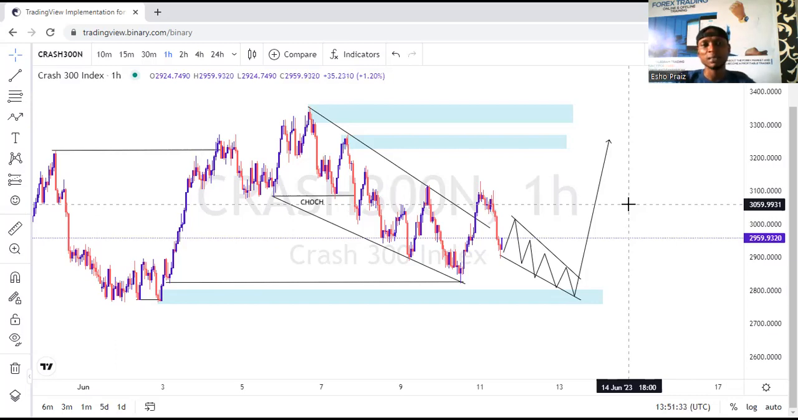Trust me, this can work on any currency pair. Understand? Any market, both synthetic, boom and crash, anything. Currency, it will work perfectly. Do you get me? So this is what we have on crash 300.